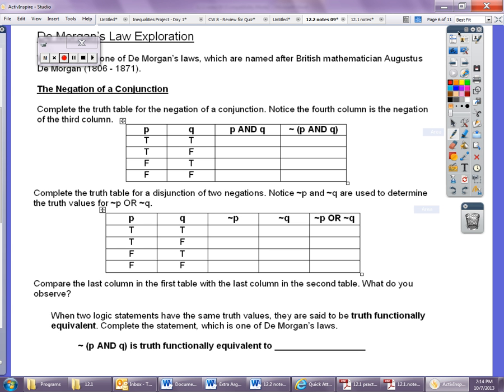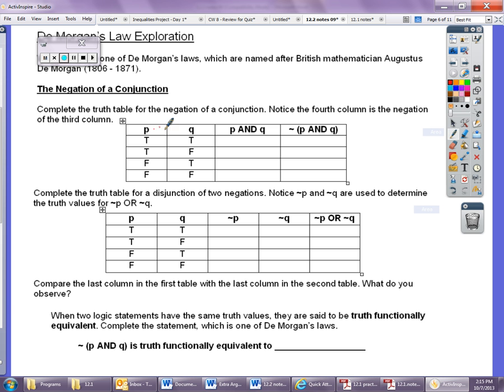So now we have a law to explore, De Morgan's law exploration. When we look at our truth table, it says complete the truth table for the negation of a conjunction. And notice the fourth column is a negation of the third column. Now, watch what happens with this "and."